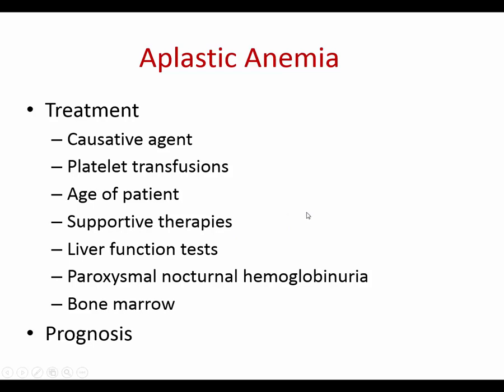So what is the treatment for aplastic anemia? Well, we have different types of aplastic anemia. You have very severe aplastic anemia. If you have a very severe aplastic anemia, the only solution that we have today is going to be bone marrow transplant. There's no other way to get out of it. Otherwise, it's going to kill you.